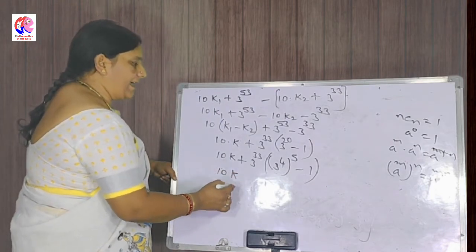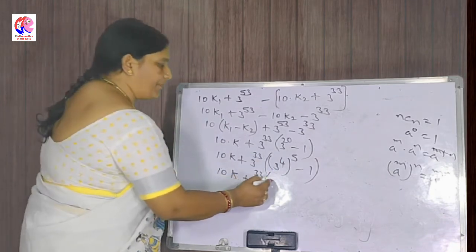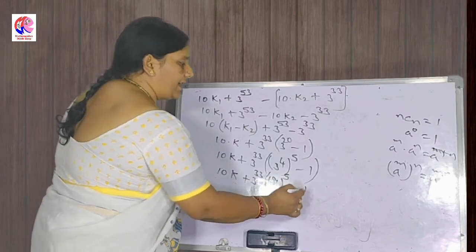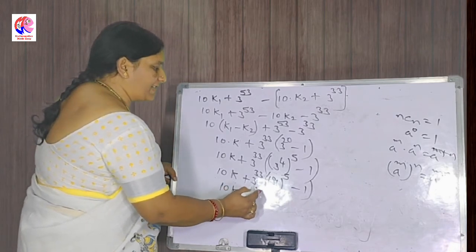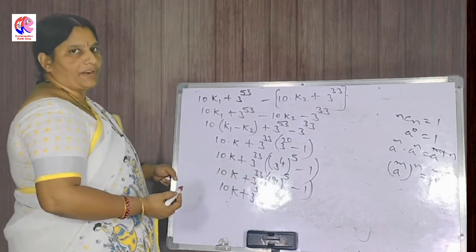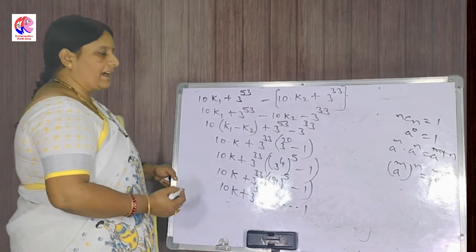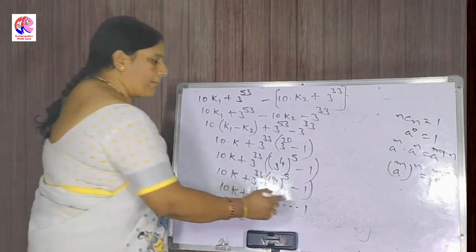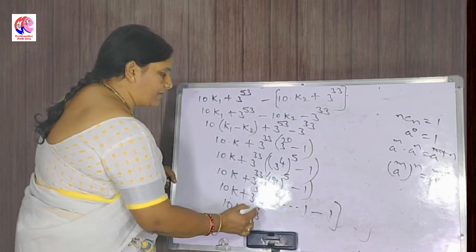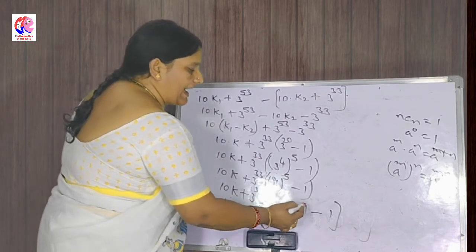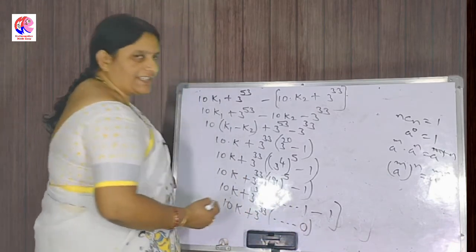Now it is 10k plus 3 to the power of 33 into (3 power 4 value is 81) whole to the power of 5 minus 1. Then this becomes 10k plus 3 to the power of 33 into 81 whole to the power of 5 minus 1. Whatever these digits may be, units digit is 1. 1 power any number, we will get units digit 1, minus, again we have one more 1 there. It becomes 10k plus 3 to the power of 33 into last digit 1 minus 1. We will get many digits here and units digit is 0.